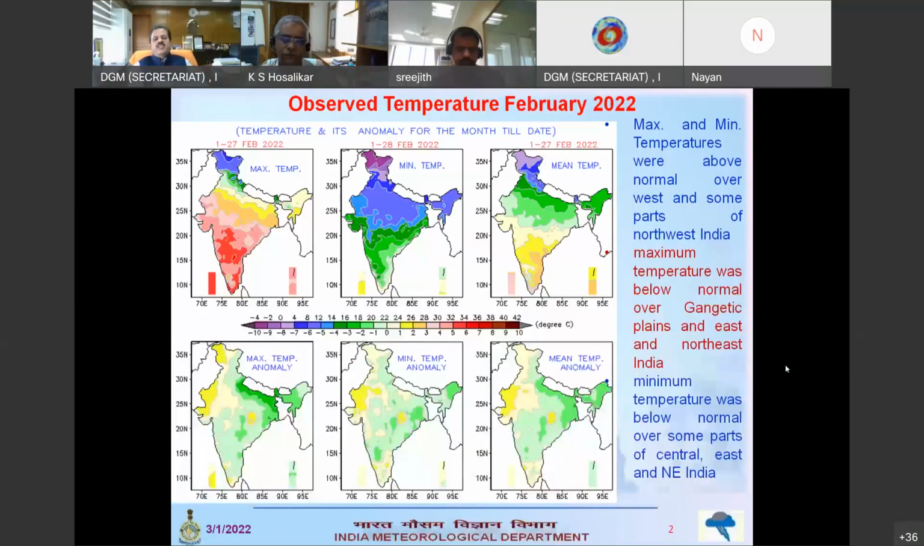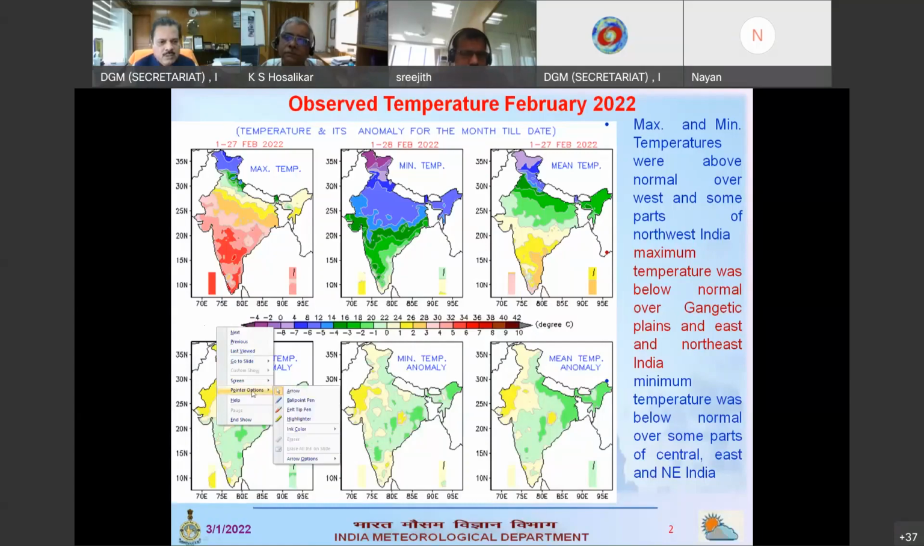So to begin with, I just want to have a brief statement about the observed temperature during February 2022. Now, this is the spatial pattern of the maximum temperature, the minimum temperature, and the mean temperature over the country during the month of February.